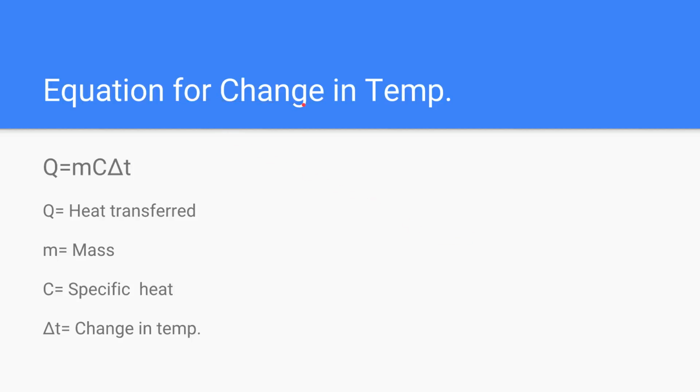What is the equation for change in temperature? In our problem, we will need to know this equation: Q equals mc delta T. Q is the amount of heat transferred, m is the mass, c is the specific heat, and delta T is the change in temperature. This equation will allow us to find out how much heat needs to be transferred to figure out what the change in temperature is, or vice versa. That is because in our problem, both mass and specific heat will be constants.